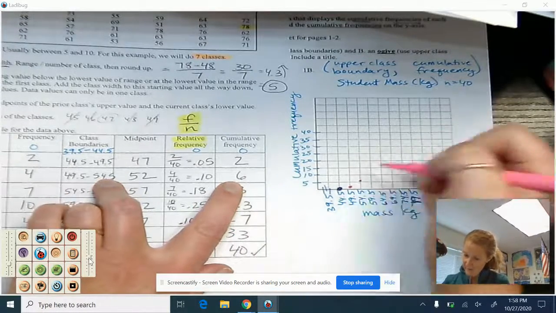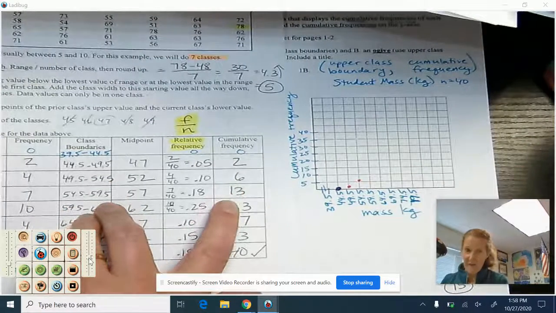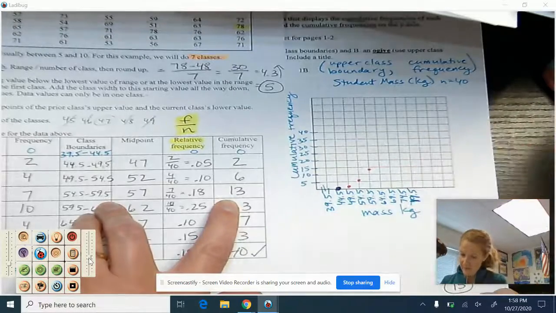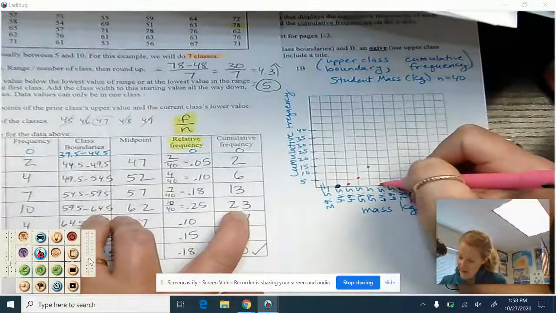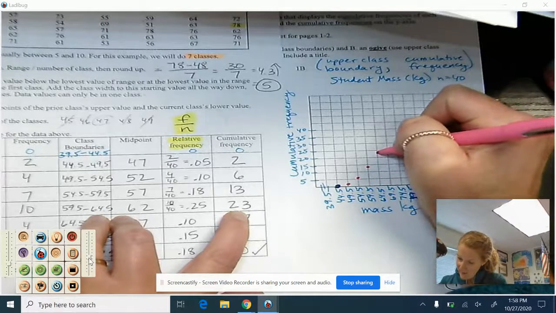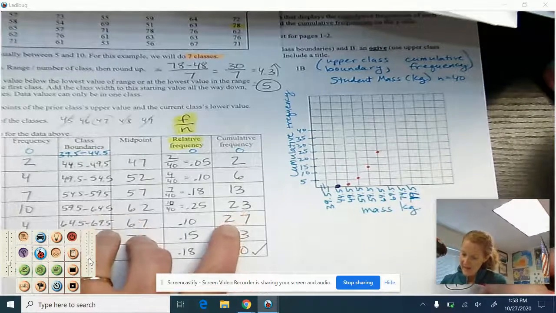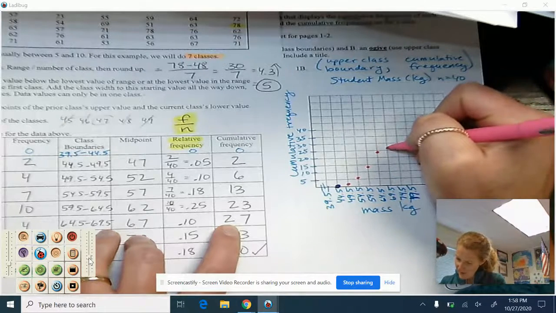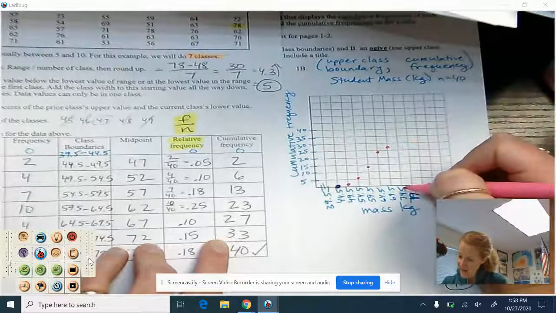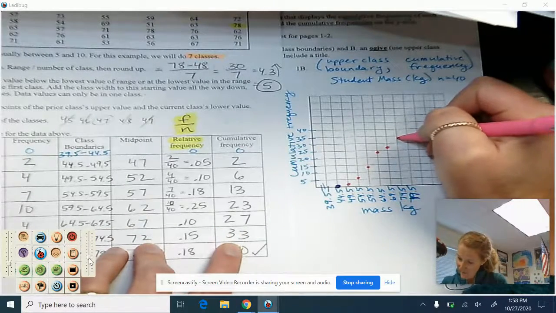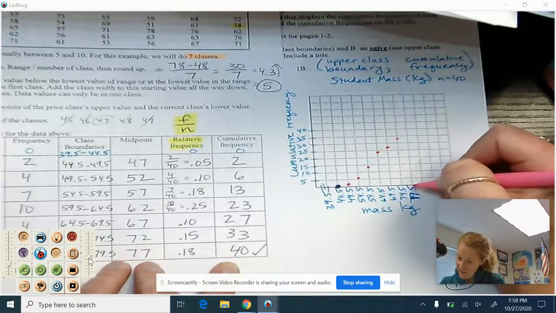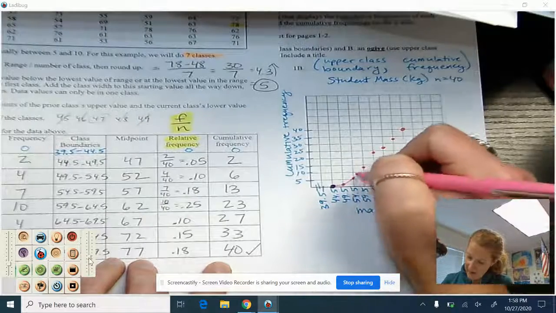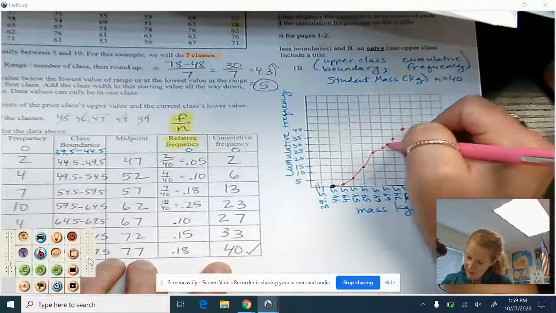54.5 and 6. 59.5 and 13. 64.5 and 23. 69.5 and 27, sorry, 27. I knew it wasn't 17, that wouldn't make any sense. All right, 74.5 and 33. And then we're going to end at 79.5 and 40. And then you want to connect them to make a little line graph here.